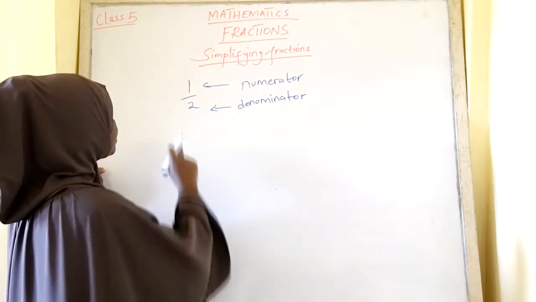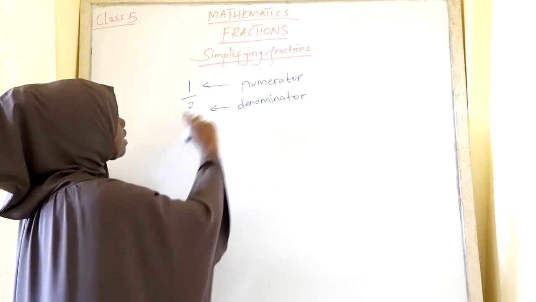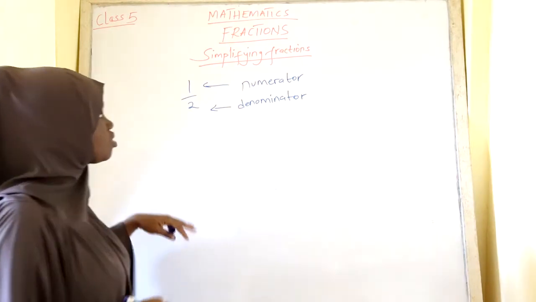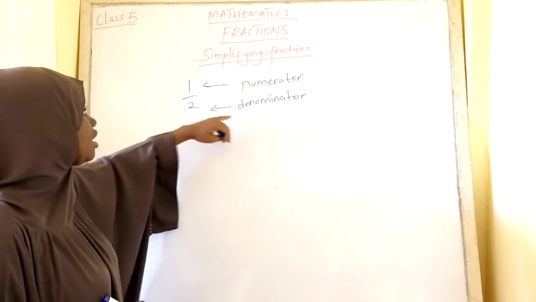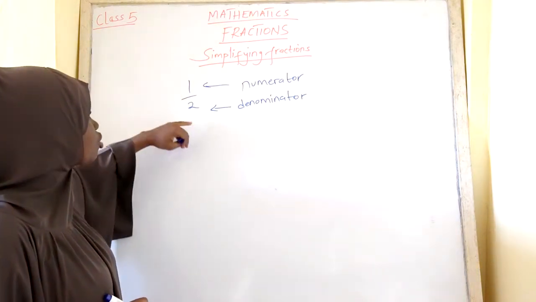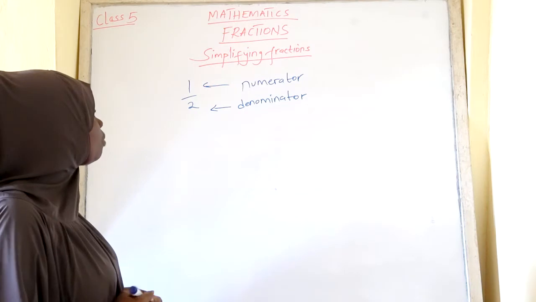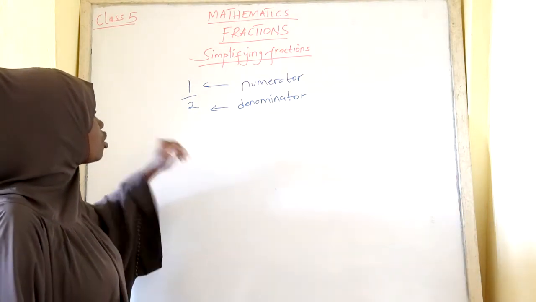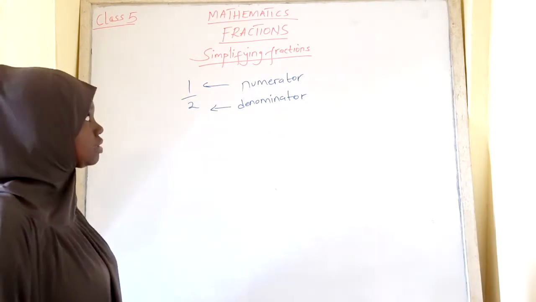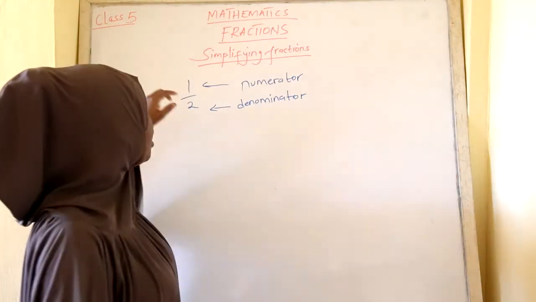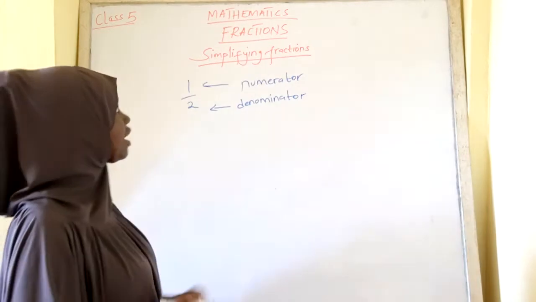So here in this fraction, we are considering the numerator. How many parts are you considering? You are considering the 1, out of the equal parts that are 2. So the equal parts are 2, but you are only considering 1 part. Okay, coming back to our subtopic, that is simplifying fractions.